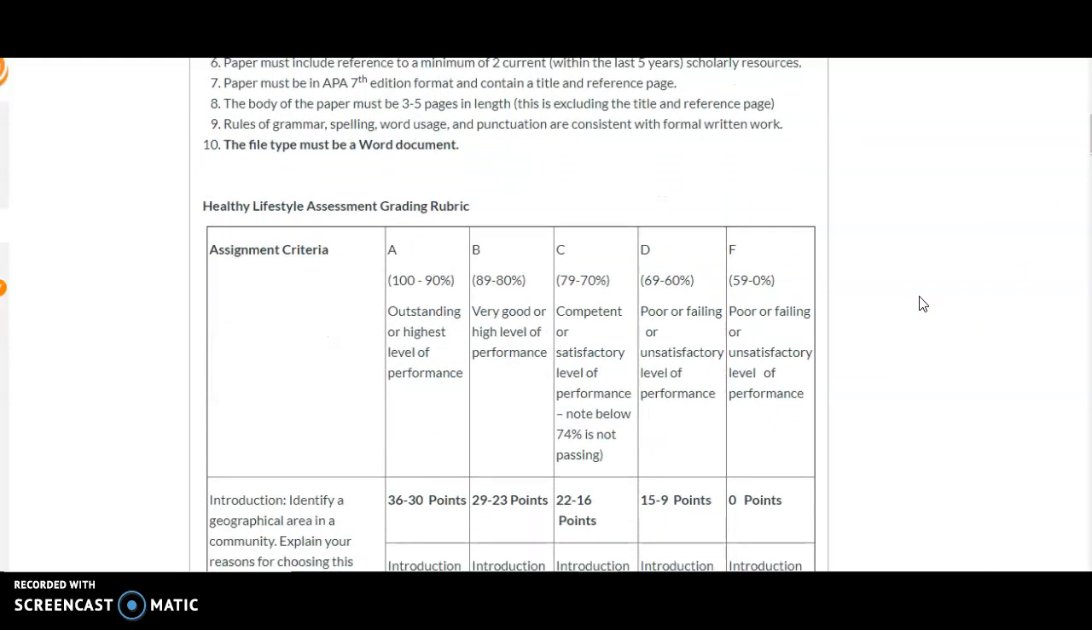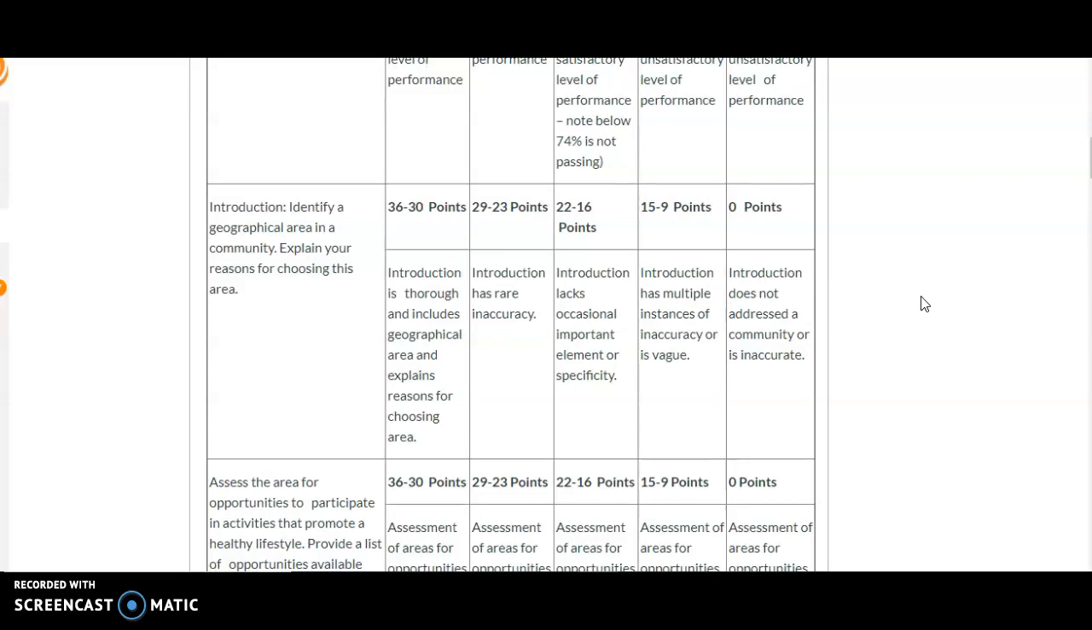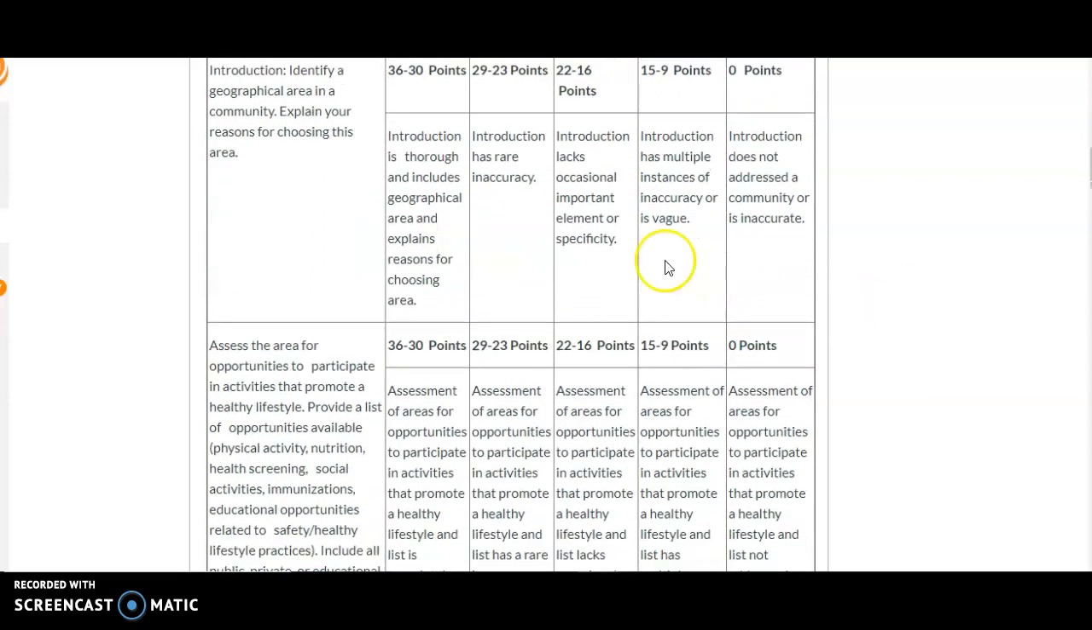You should all have Grammarly on your computer. It is free of charge through Eaglegate, and that's just a great way to make sure that there are no spelling or grammar errors. So again, here is your rubric, and these show how you should divide up your paper.